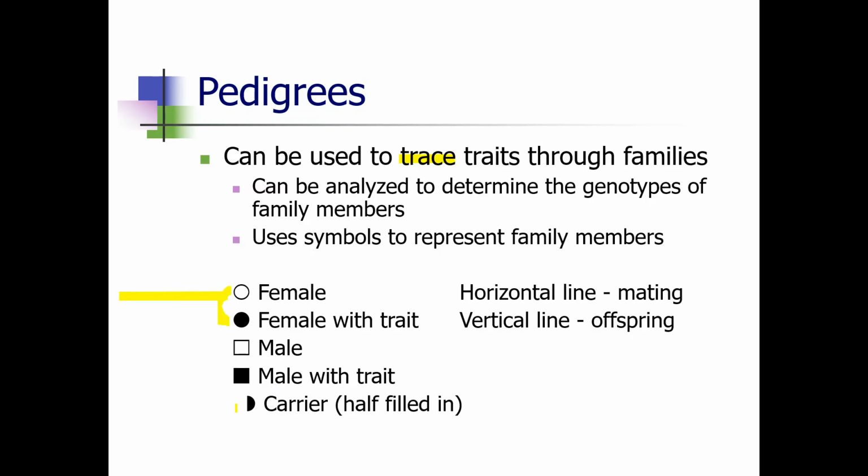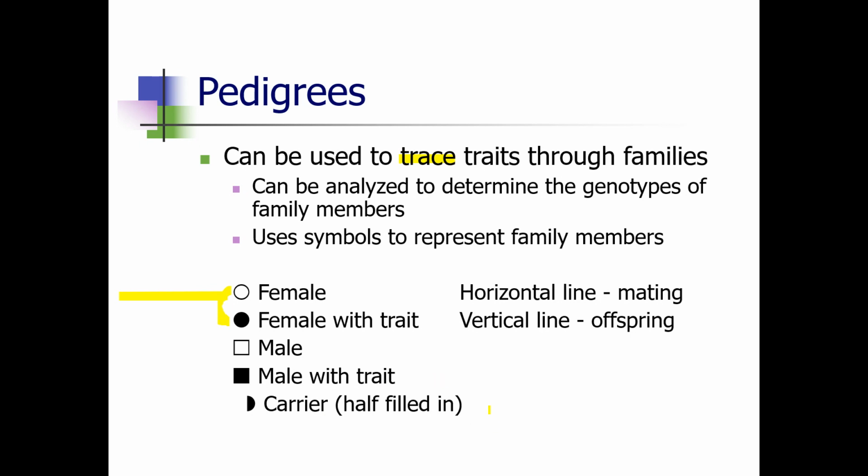Now, it depends on the inheritance pattern, but in some pedigrees, you will find carriers possibly. And a carrier is a heterozygote. Okay, so you may want to write this out to the side. A carrier is a heterozygote. And something that's really, really important to understand is that you only see carriers if the trait is recessive. Okay, there's no such thing as a carrier if you have a dominant trait.